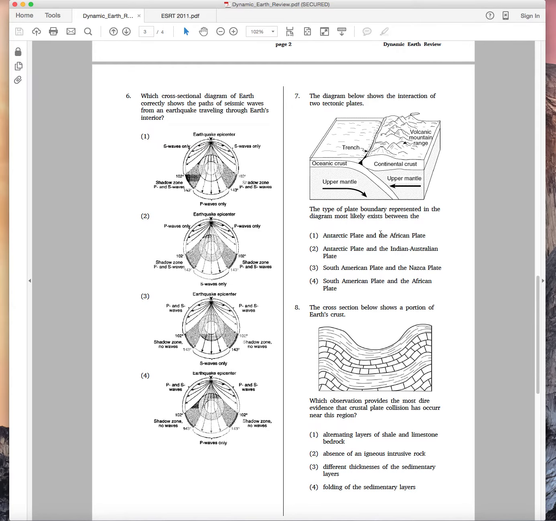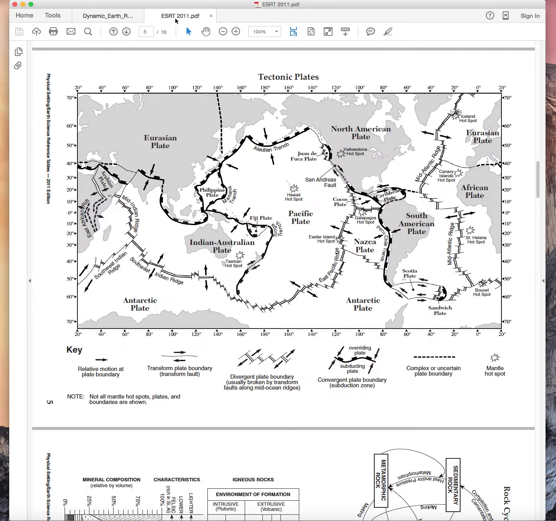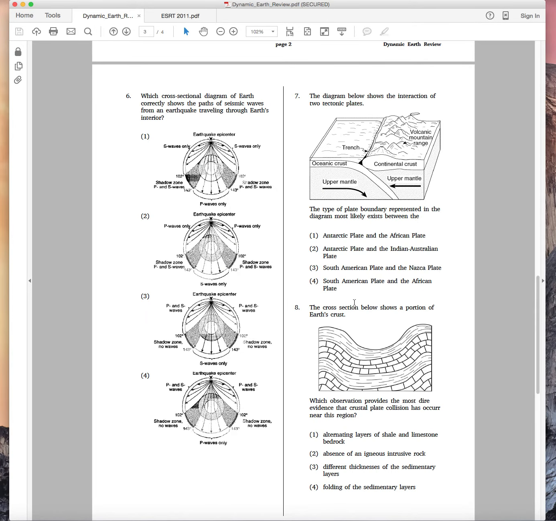So you have the Antarctic plate and the African plate. Antarctic plate is here, African plate is here. We have a lot of divergent plate boundaries happening between those two, and we have some transform faults between those segments. So between the African and Antarctic plates, we have diverging plates, which doesn't answer the question.